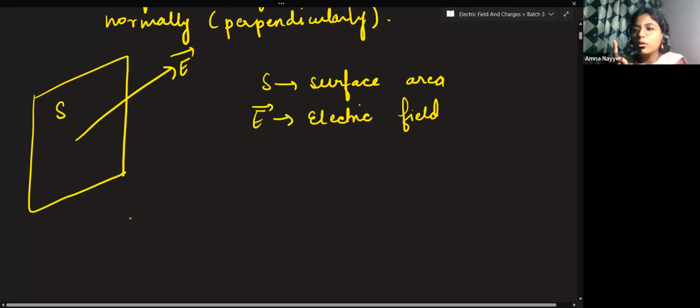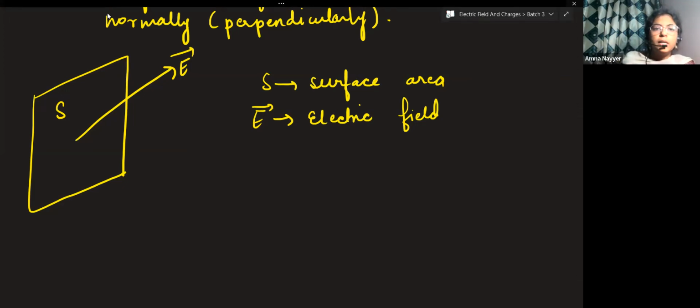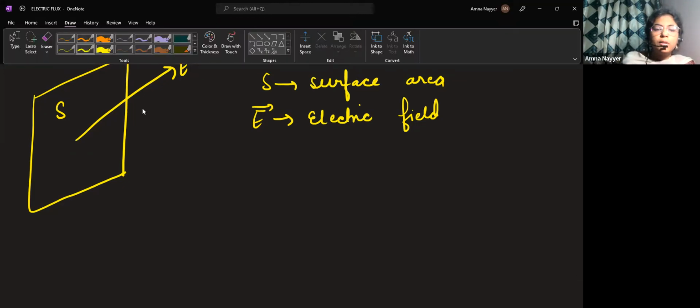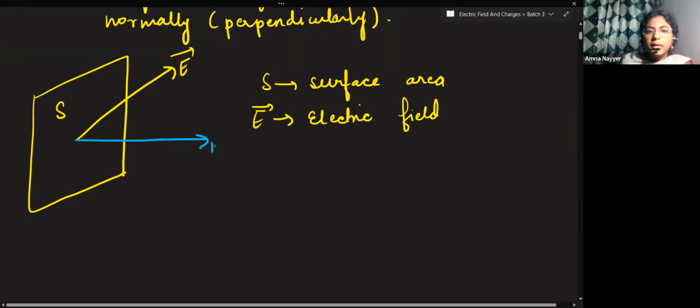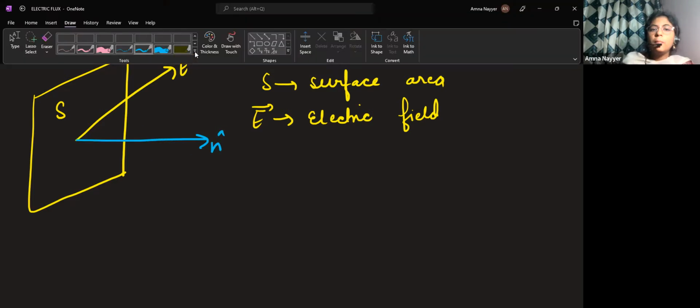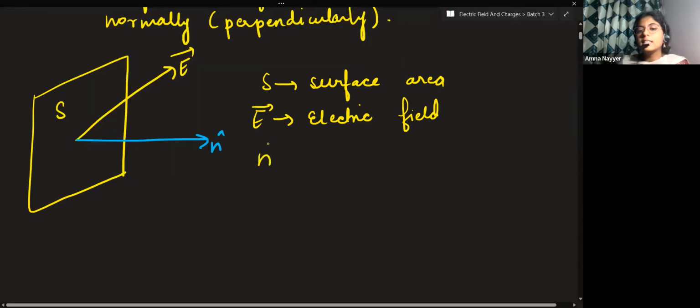So, what you have to do? Put or drop a perpendicular on it to check it. So, let's drop a perpendicular. If we drop a perpendicular, this will be the perpendicular. Let's say N cap. This perpendicular dropped on the surface is called as the area vector. This is known as the area vector. Area vector is simply perpendicular dropped on the surface.